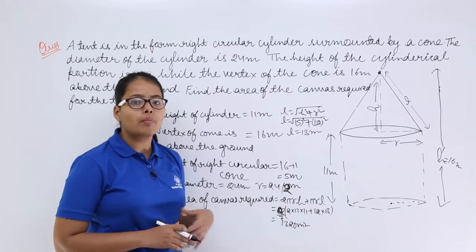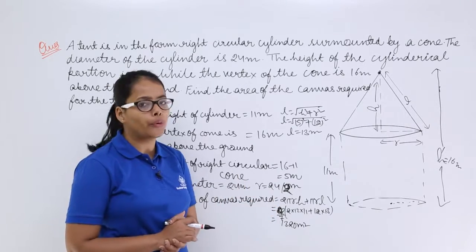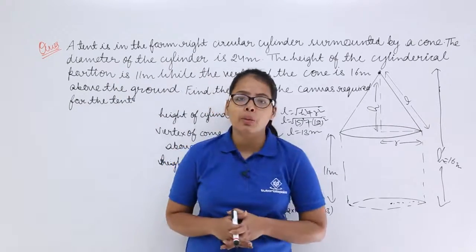Why meter square? Because you are calculating the area, not the volume. I really hope there should be no doubt.